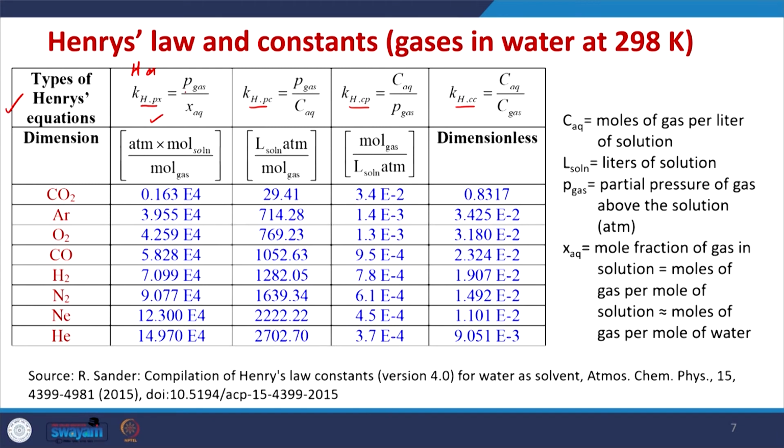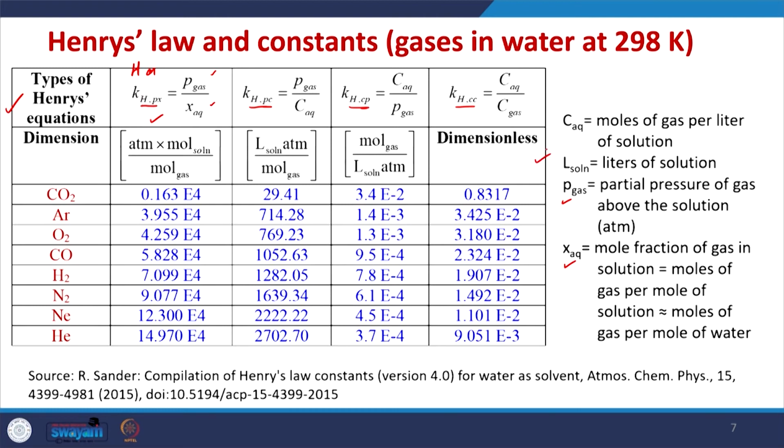The first equation that we studied here is the partial pressure of gas divided by the mole fraction of that compound in the aqueous phase. This is the partial pressure of gas in the solution and x aqueous is the mole fraction of gas in the solution. If this form is there we write p x, because this is p and this is x. For other cases it is like p c, then c p and then c c. So, there are different notations, their units are different, and in the literature you will find all these forms.